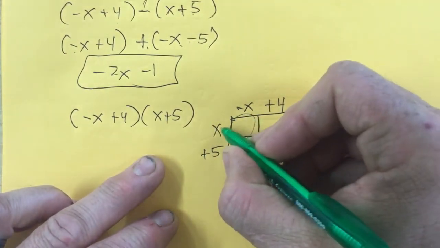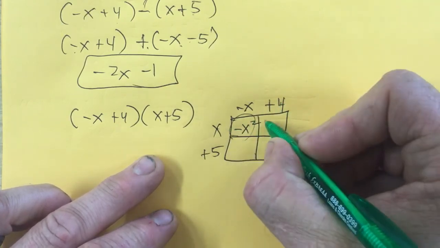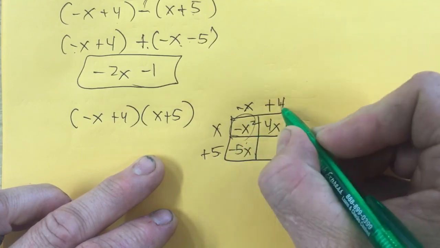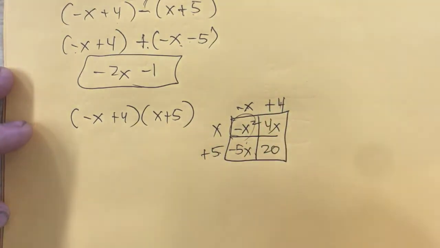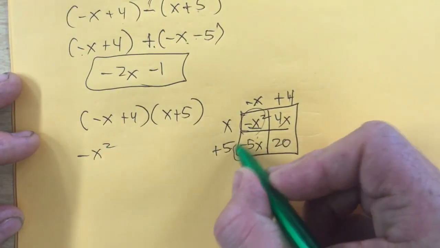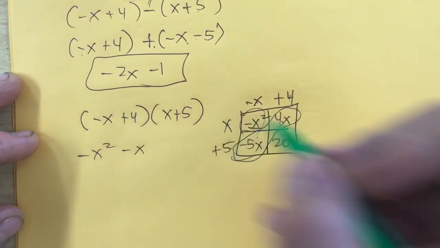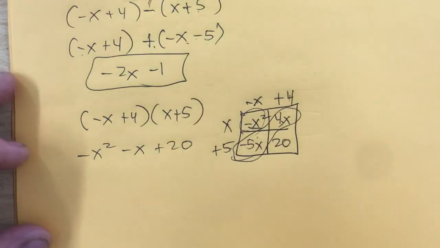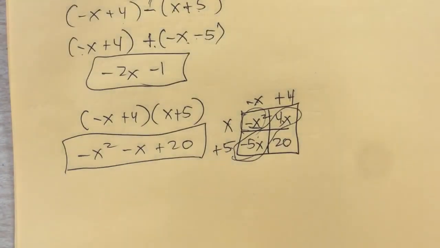So right here, negative x times x is negative x squared. 4 times x is 4x. Negative x times 5 is negative 5x. And then 4 times 5 is 20. There's all my products, and I look for like terms. Well, I got a negative x squared. And right here is like terms, right here. 4x plus negative 5x is negative 1x. And then I got a 20. And there you go. That's what I get when I multiply them. Okay?